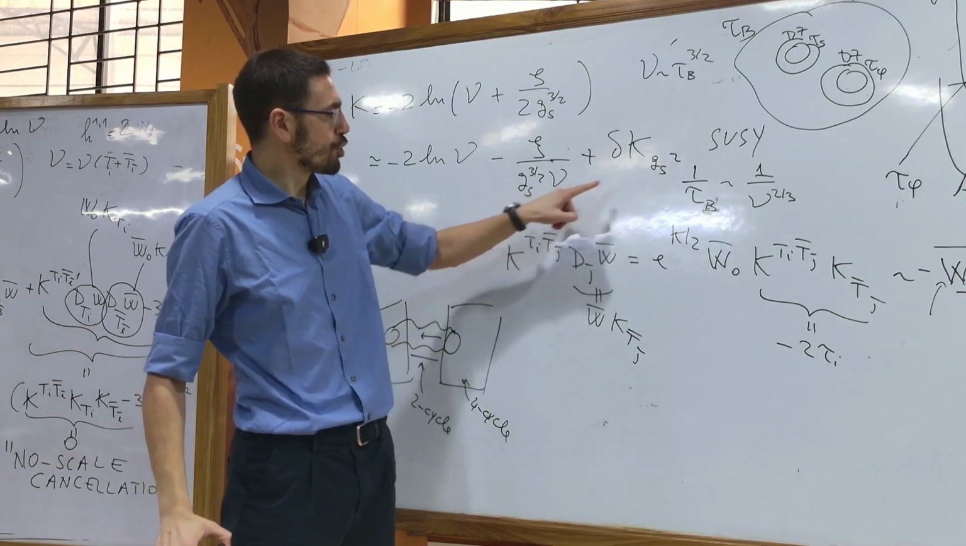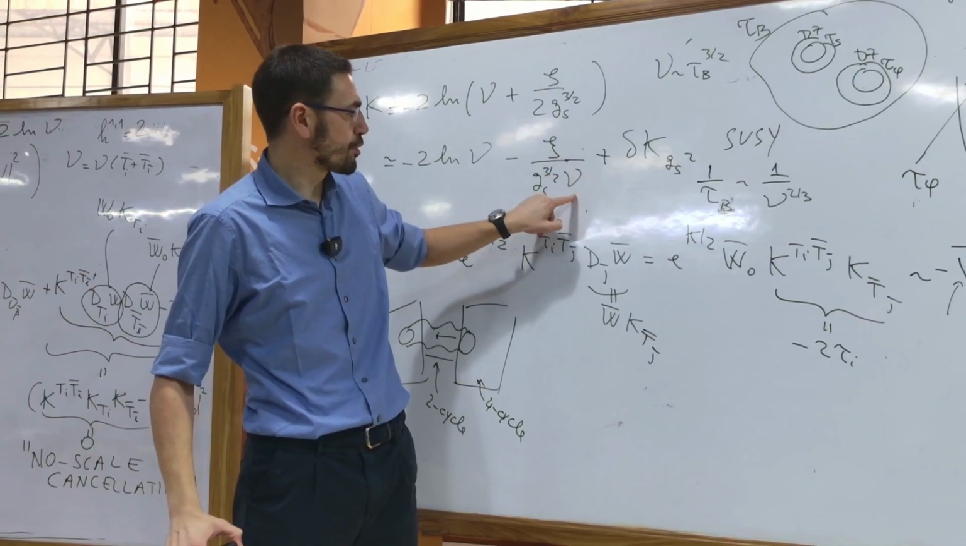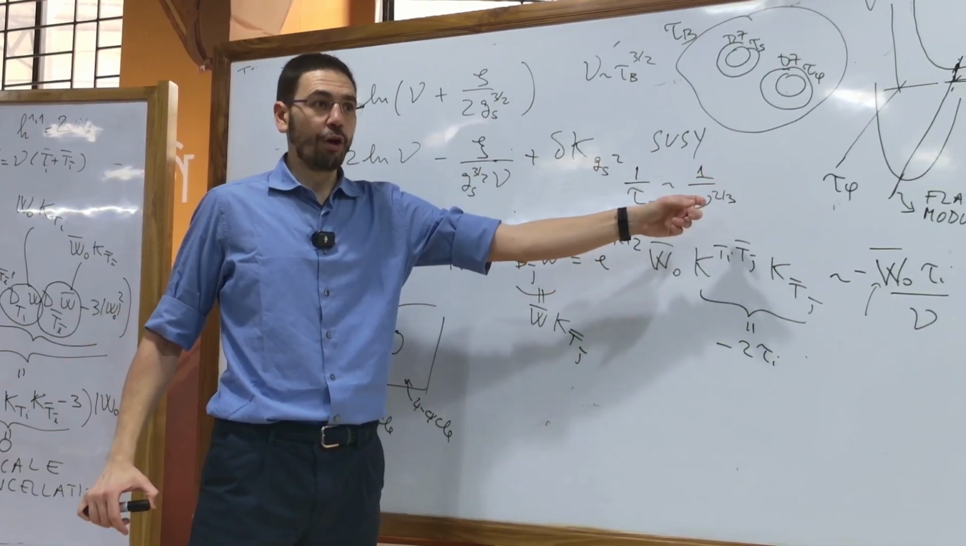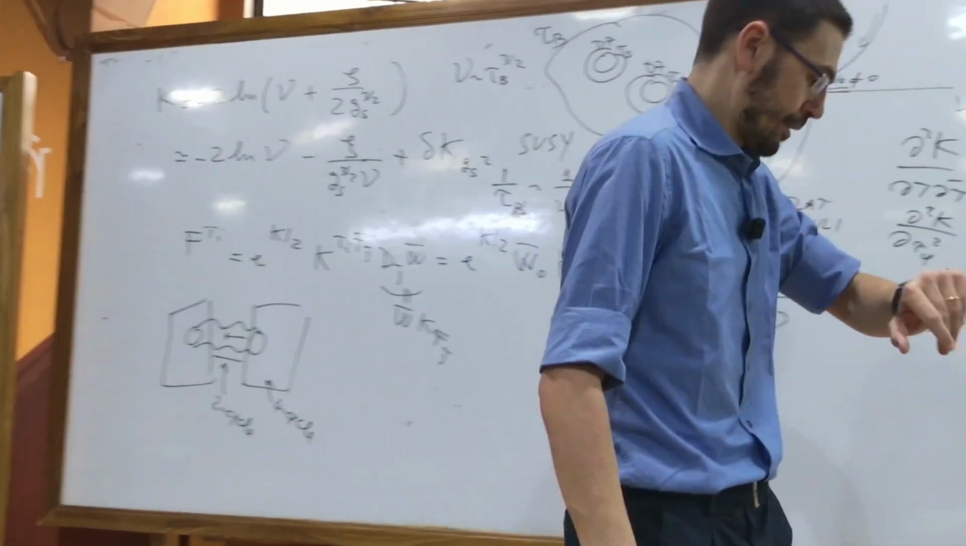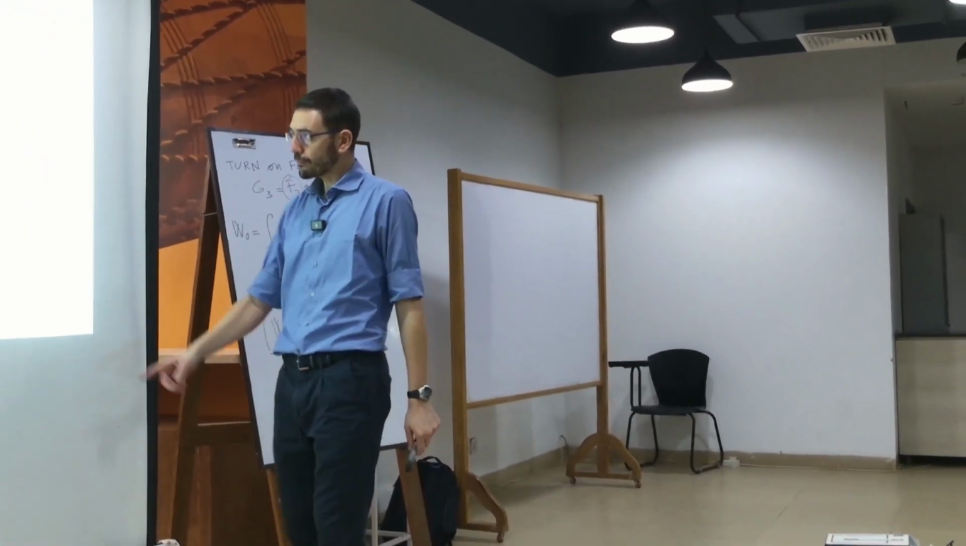Because this correction is not more suppressed than that. If you are at large volume, here is volume to the power 1, here to 2/3, this is actually bigger. So one should have included these corrections. So that's something that one should be worried about.